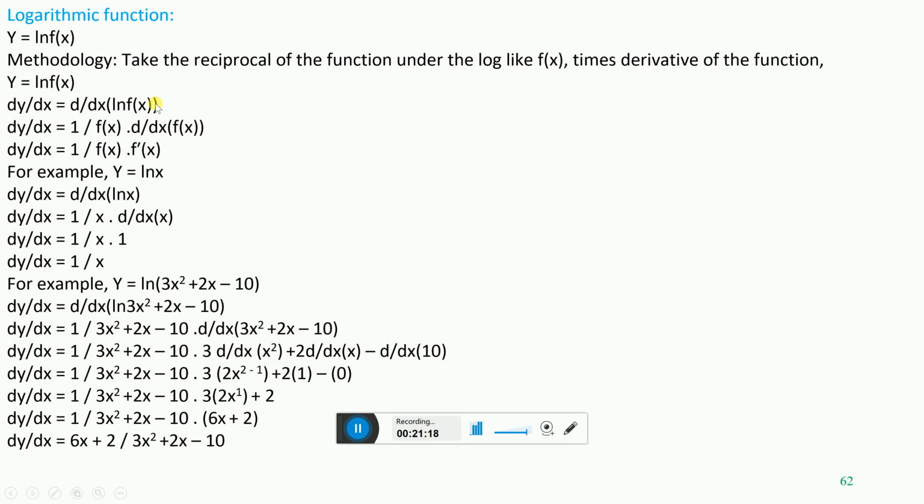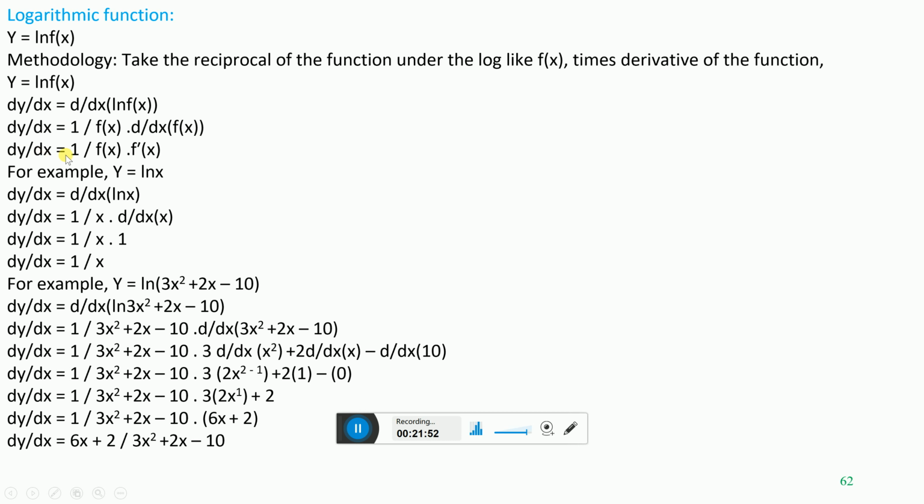Under the log we have the function f of x, and I will take its reciprocal, which is 1 divided by f of x, times the derivative of the function f of x which is under the log. This is the methodology: take the reciprocal of the function which is under the log times the derivative of the same function.